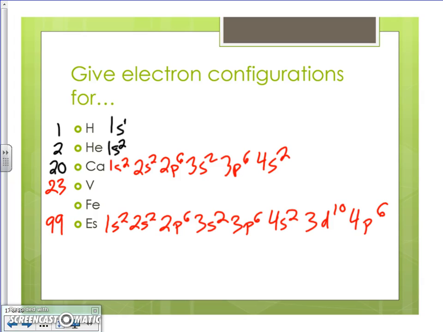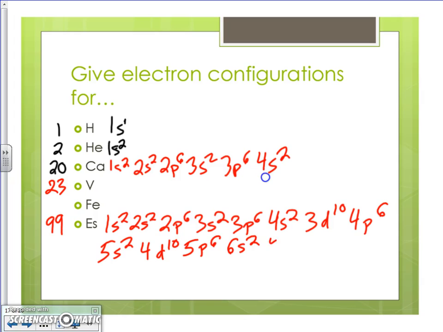So after the 4p6, we fill the 5s2. After the 5s2, we go to the 4d10. I'm just following my diagonal rule here, or using the periodic table, actually, as I look at it. So after I fill the 4d10, I then fill the 5p6. After the 5p6, like diagonal rule, periodic table, I know I'm going to fill the 6s2 because that's the next lowest energy. After the 6s2, then I run into that F block.